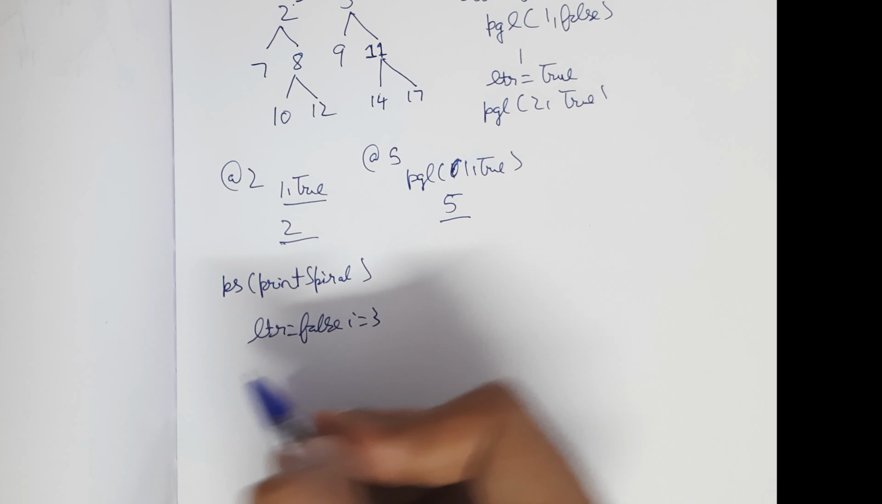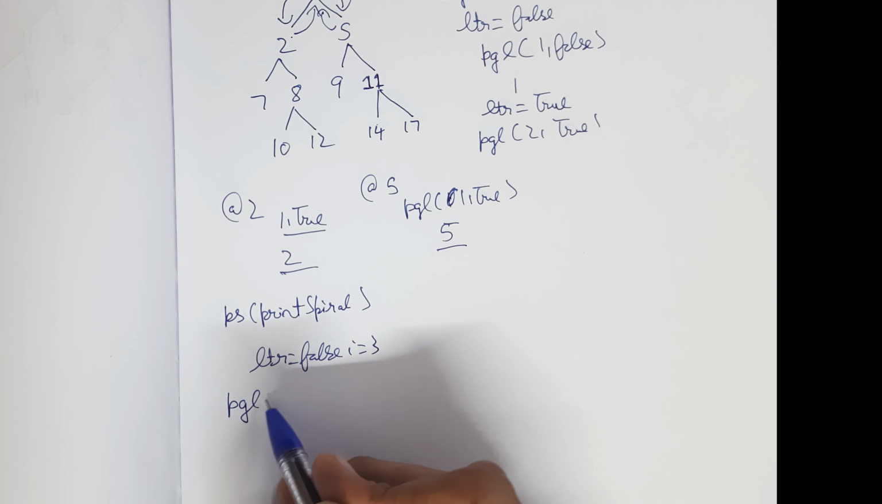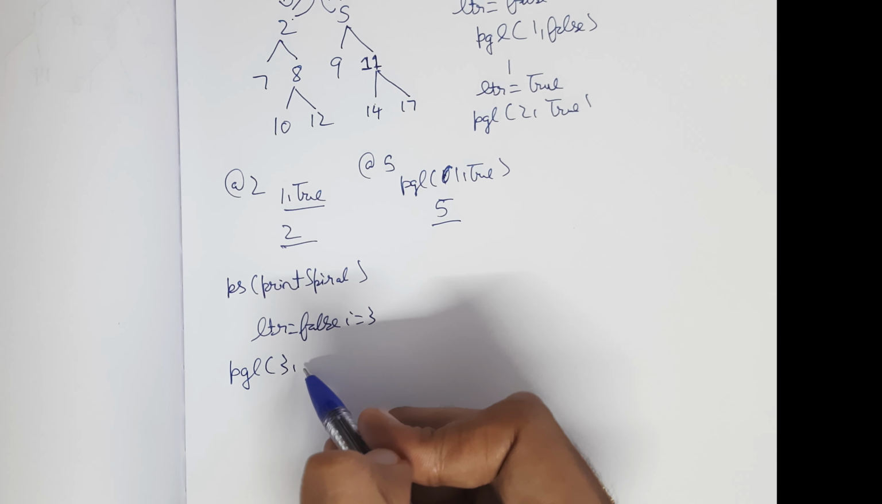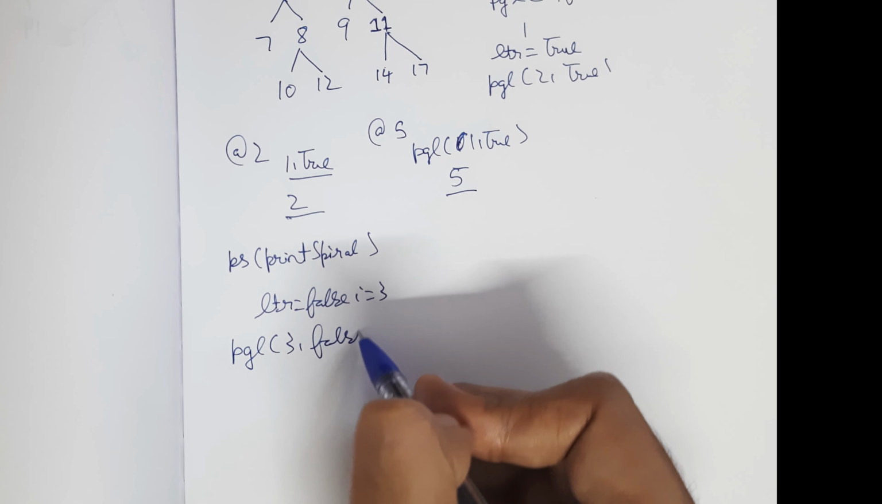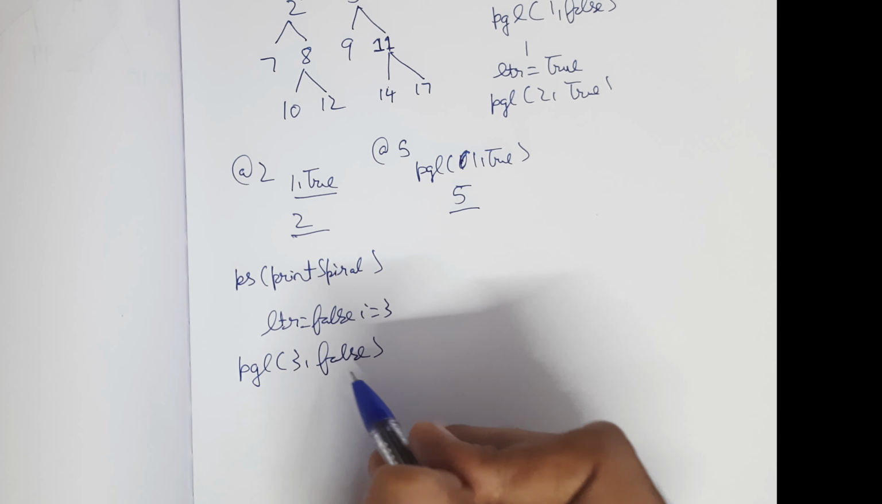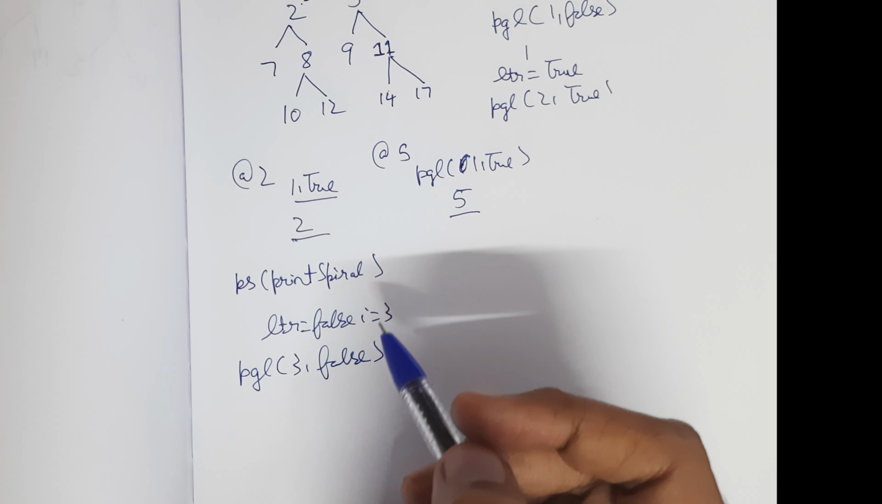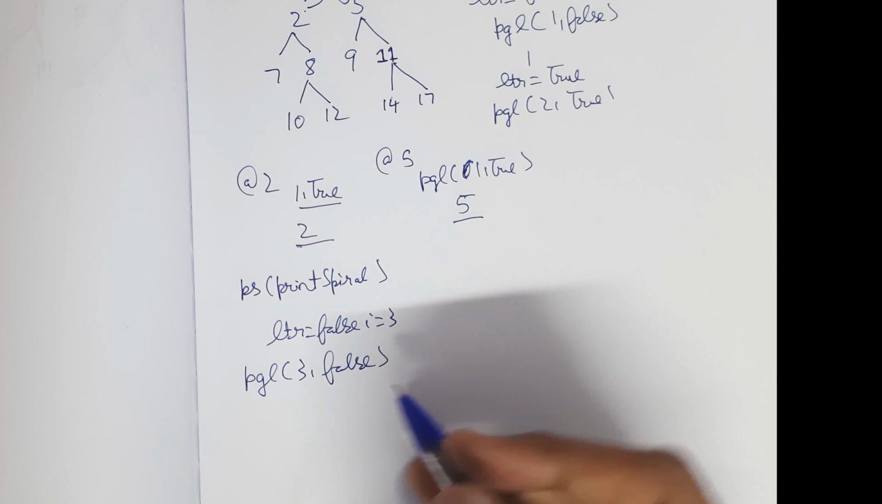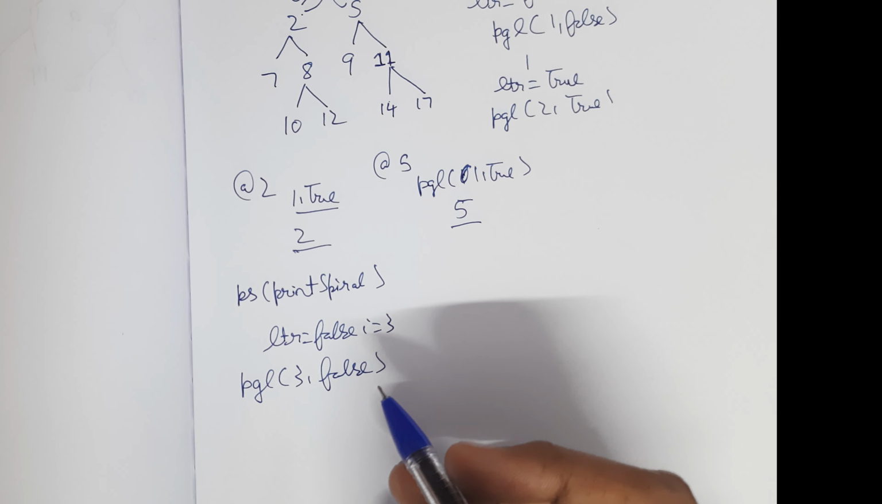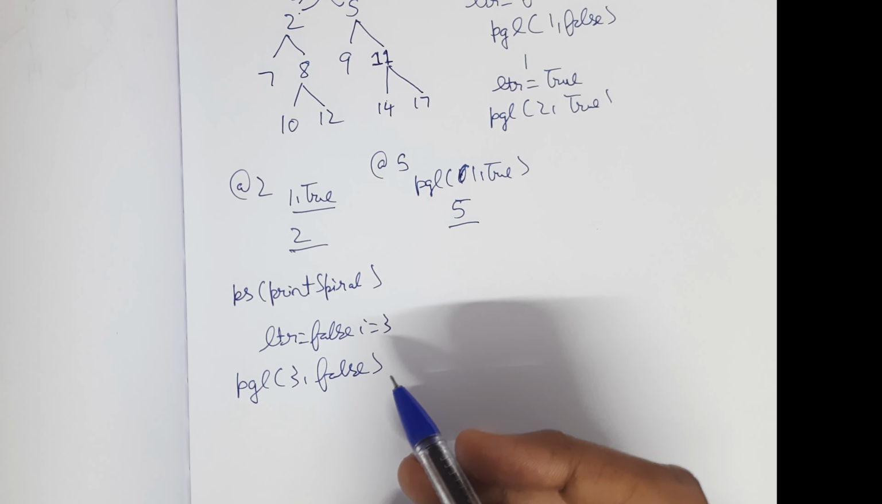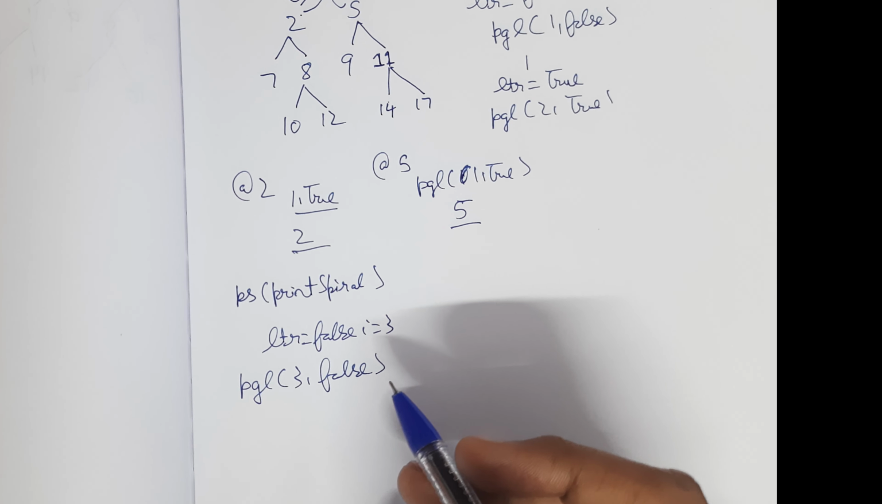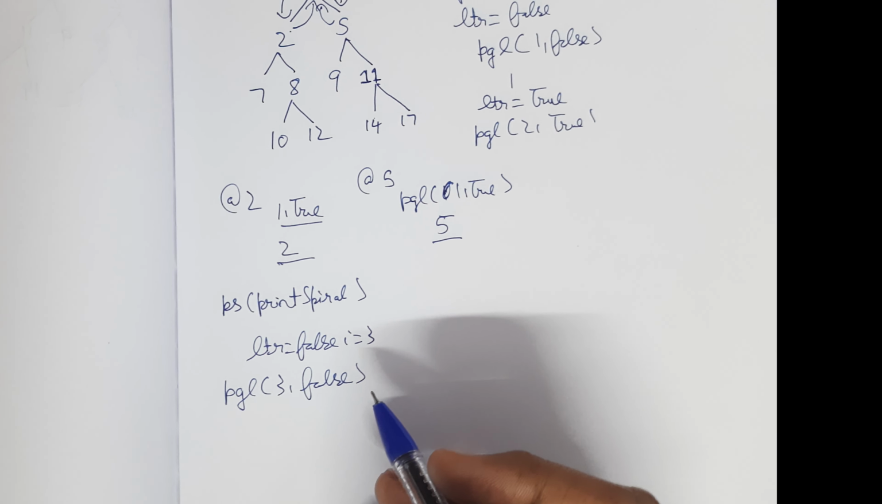And this is now passed to the print given level function. Print given level function is now having 3 comma false as the value. So after passing this value to the PGL function, we'll see what's going to happen. At the PGL function, we have the first two if conditions not satisfied, and the third else if condition, the value of LTR is now false.